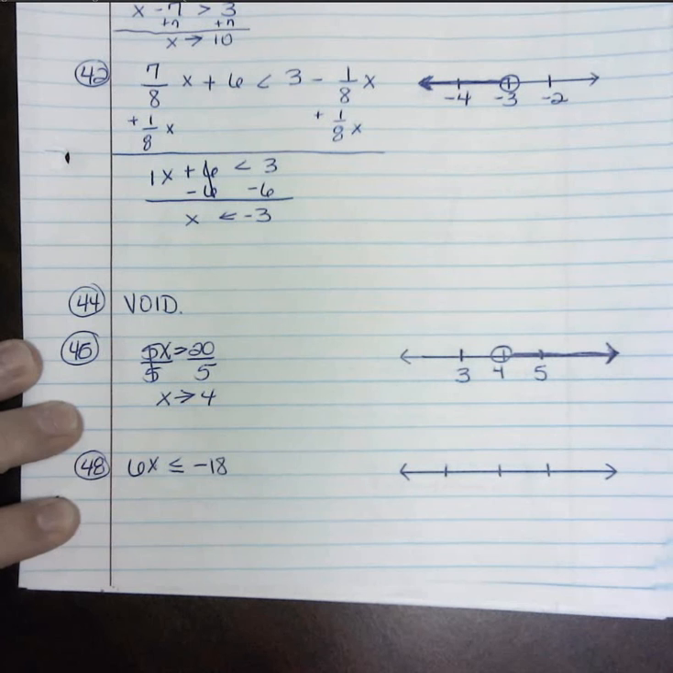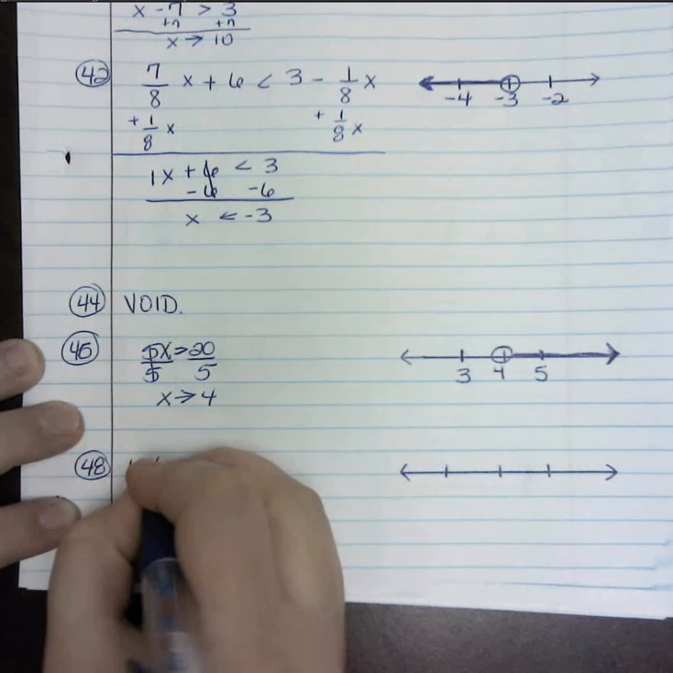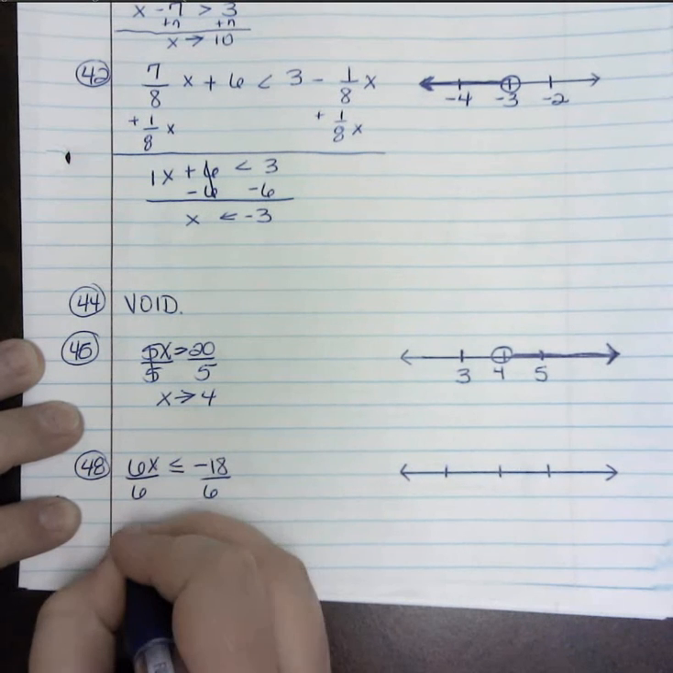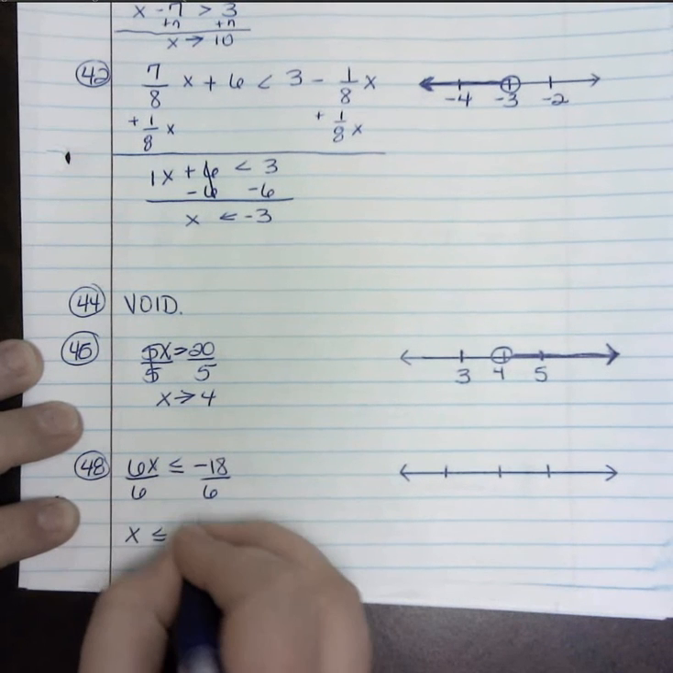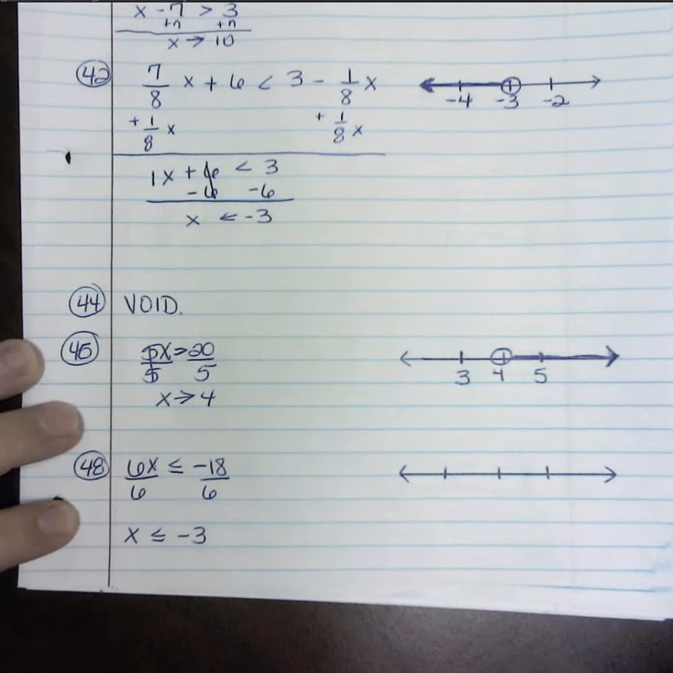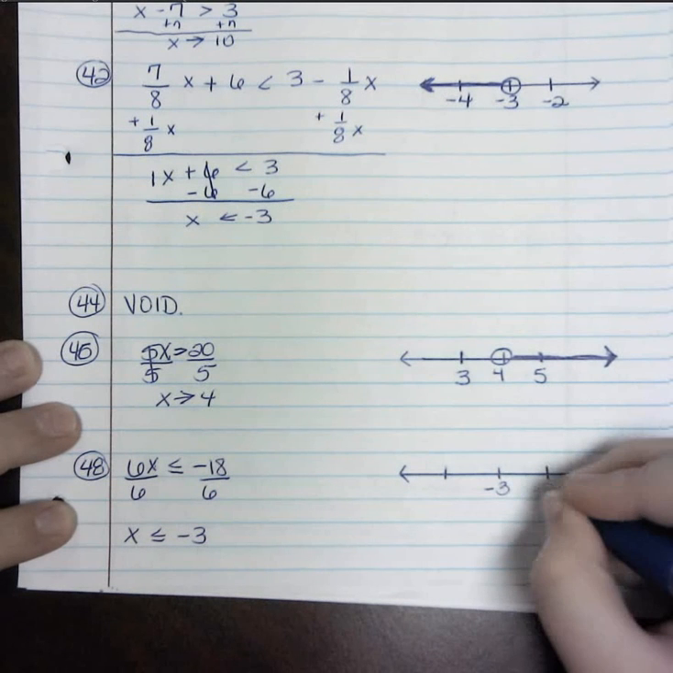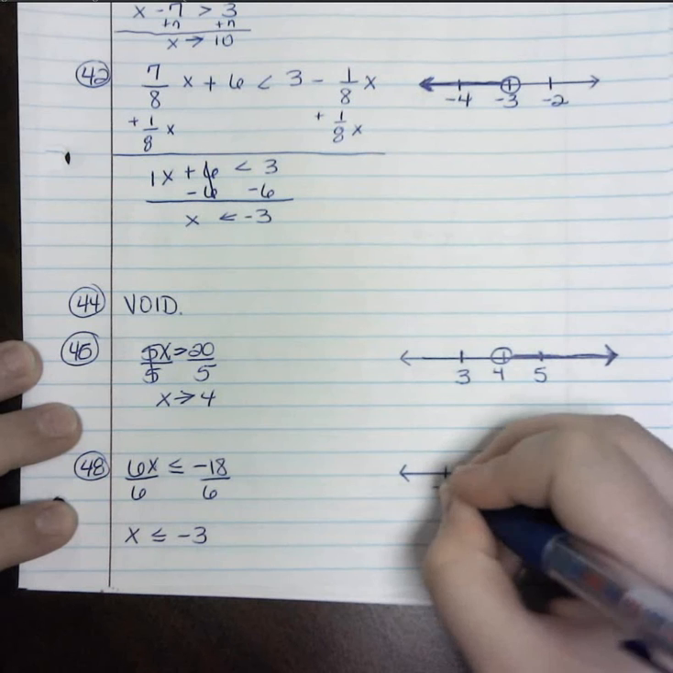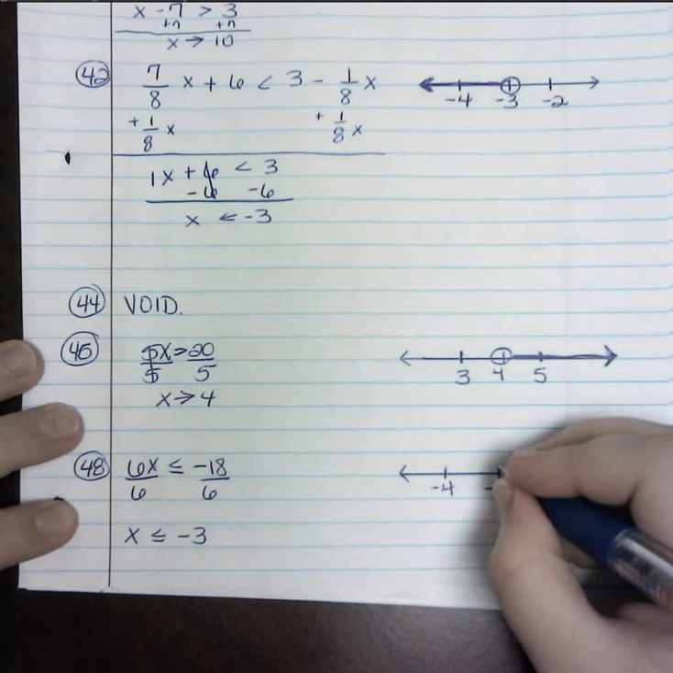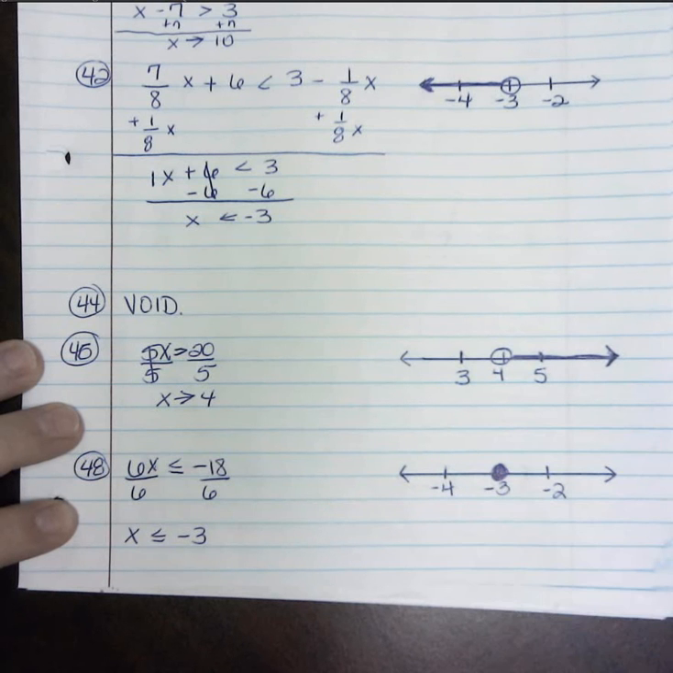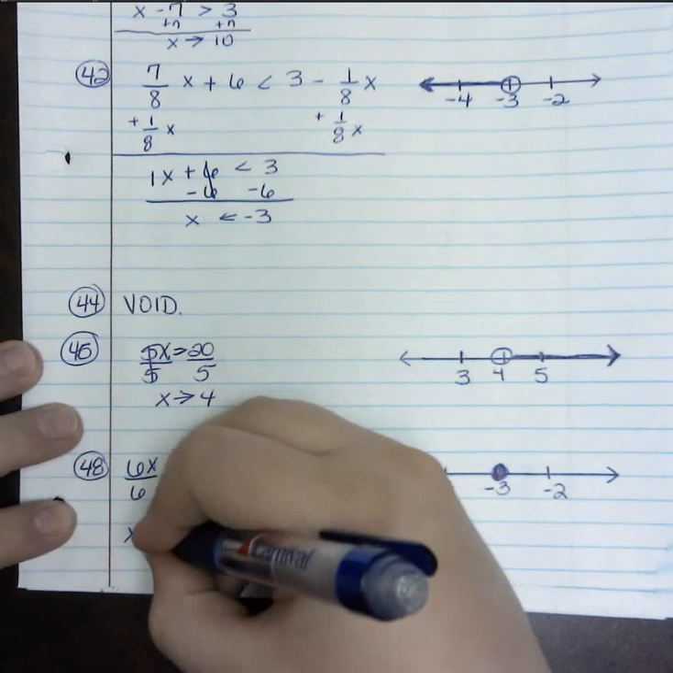And then on number 48, oops, sorry about that, guys. And then on number 48, we're going to divide both sides by 6 to get x is less than or equal to -3. -3, -2, -4. I'm going to have a closed circle on number 48, and I'm going to shade to the left.